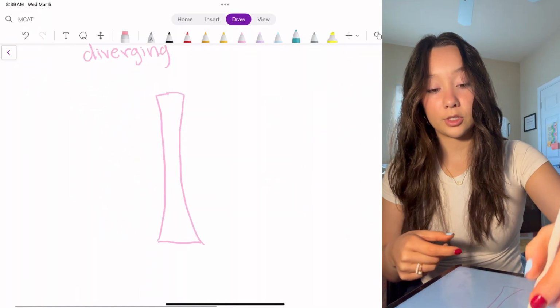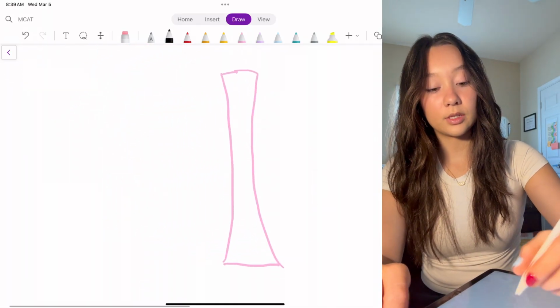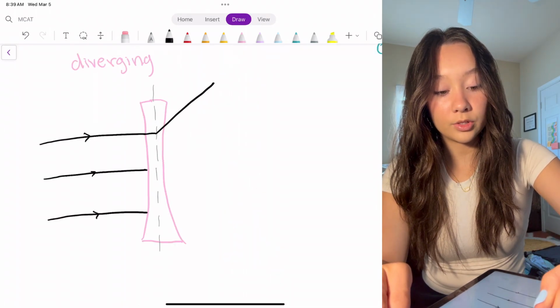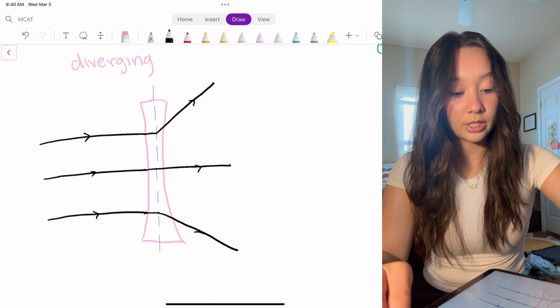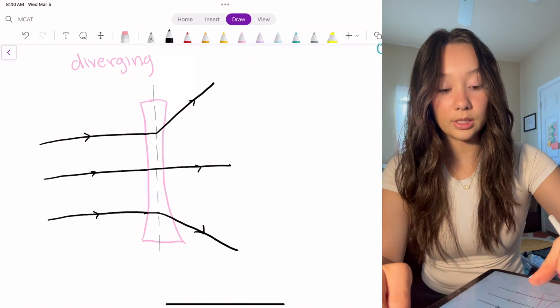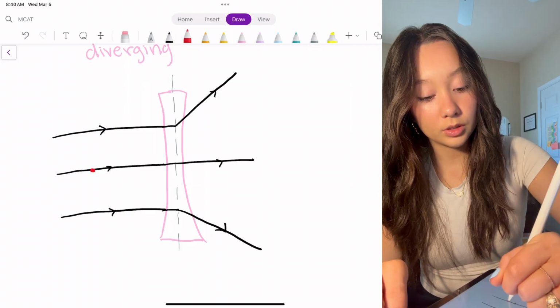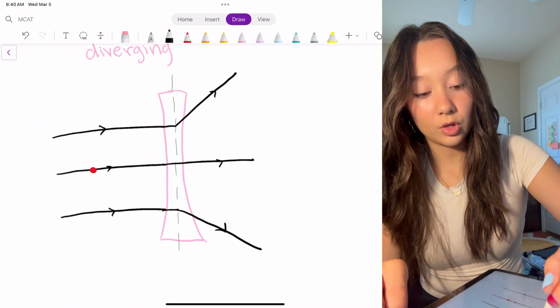Okay, let's start with diverging. With diverging lenses, if you have rays coming in, they are going to go every which way. This is why it's called diverging, because it spreads out those light rays. Now, where they actually converge is going to be somewhere over here.